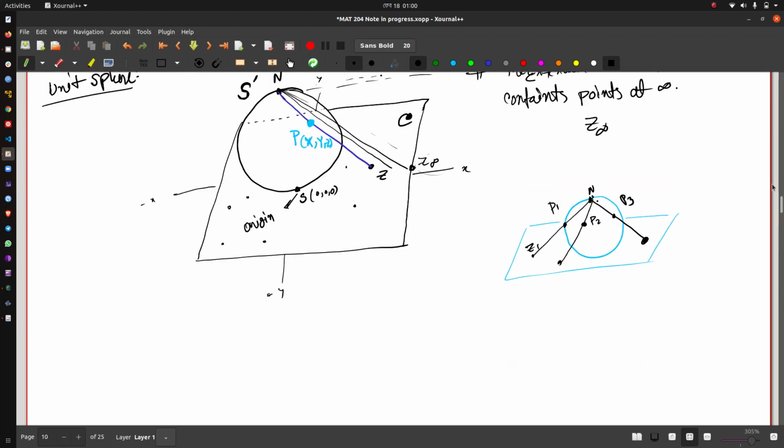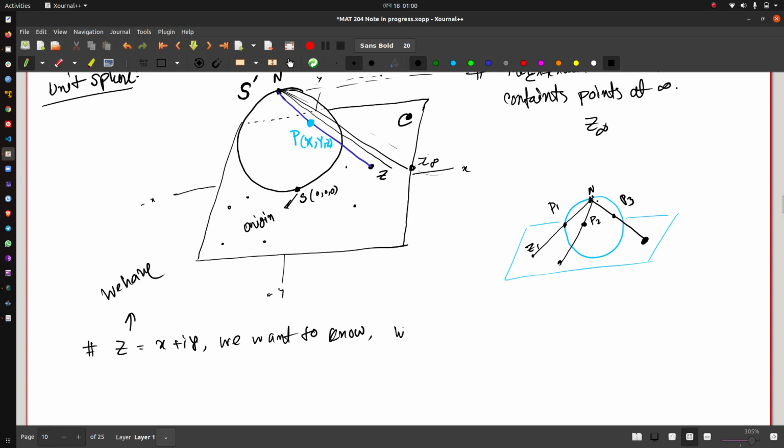So our next goal is to relate the coordinates of these two points. Let me just write our goal. Let's say we have a point Z that is denoted with x plus iy. This is something we have, and we want to know what P is. That means we want to find out capital X, capital Y, capital Z in terms of x and y, in terms of the information that we have.